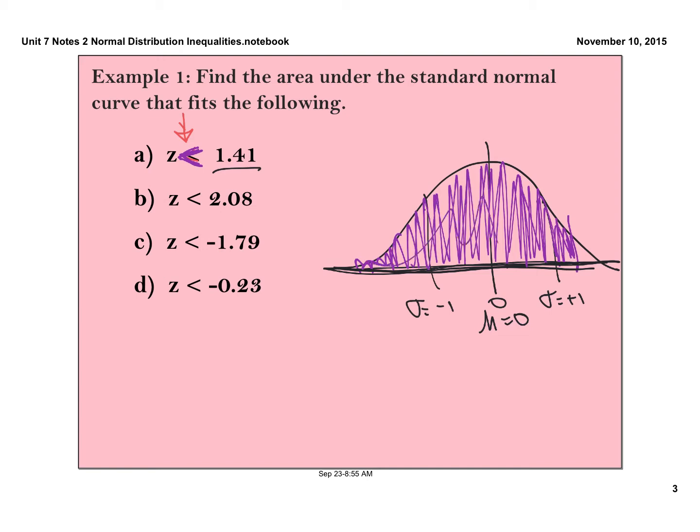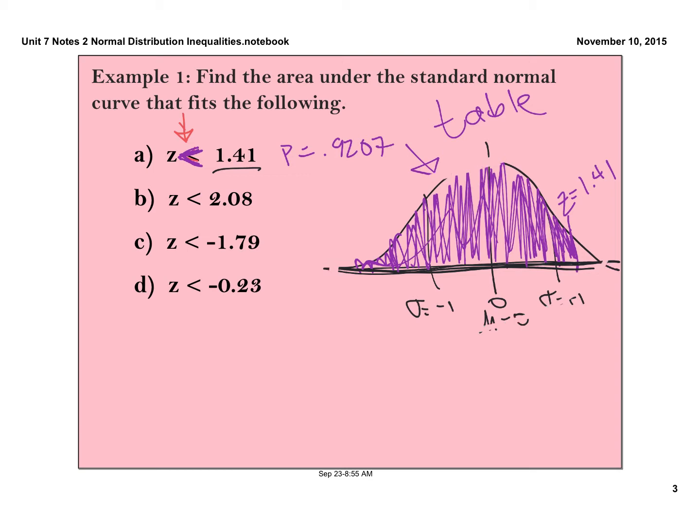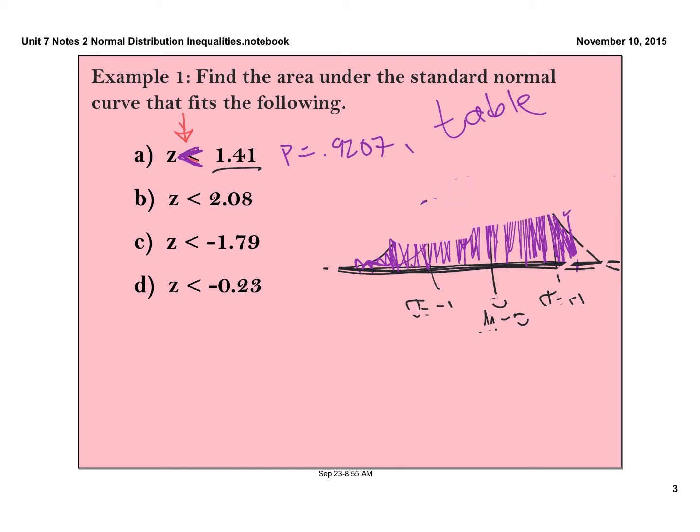So lucky for us, the table gives us that. So look it up in the table. So in table A, I'm going to look up my probability and see what I have that's to the left of that line, that Z equaling 1.41. So when I look that up in my table, I get a probability of 0.9207. That's the probability that's to the left. And if you look at that purple region, it's pretty big. It makes sense to me that that would be 92% of our data because that's a big region of our table.